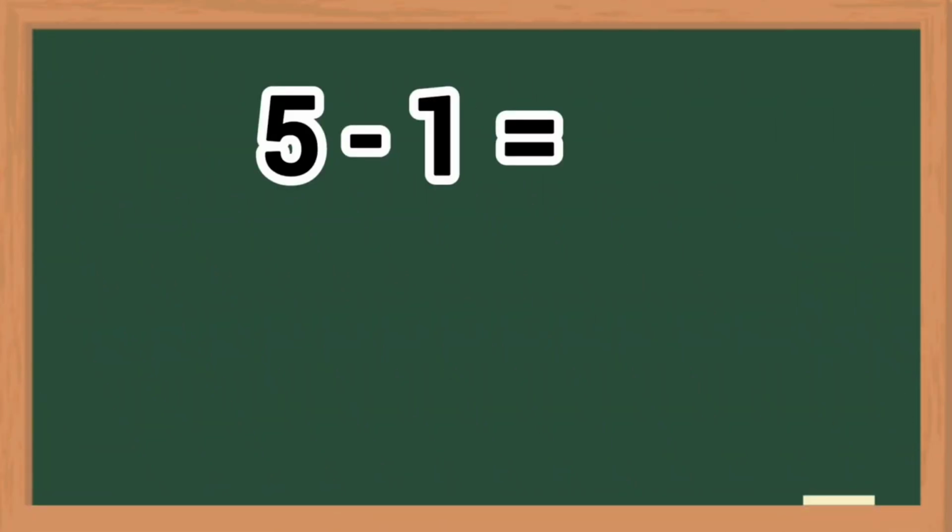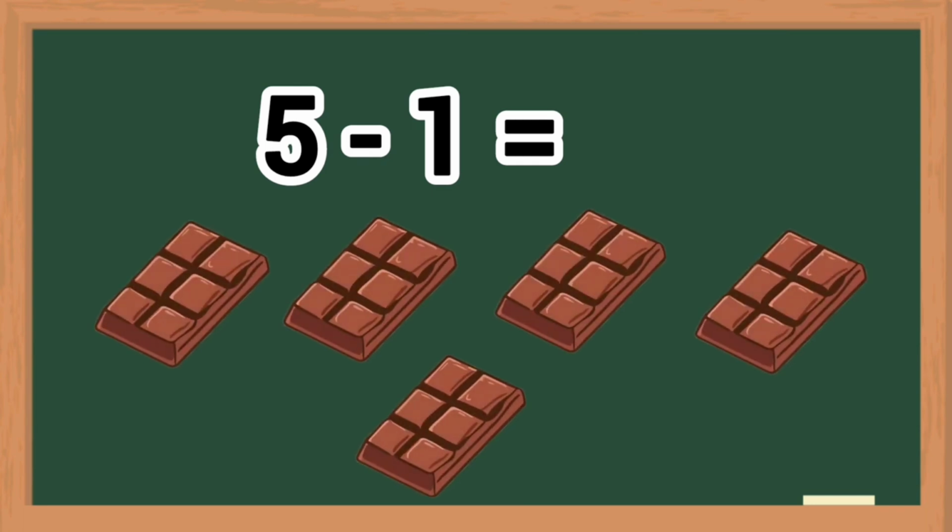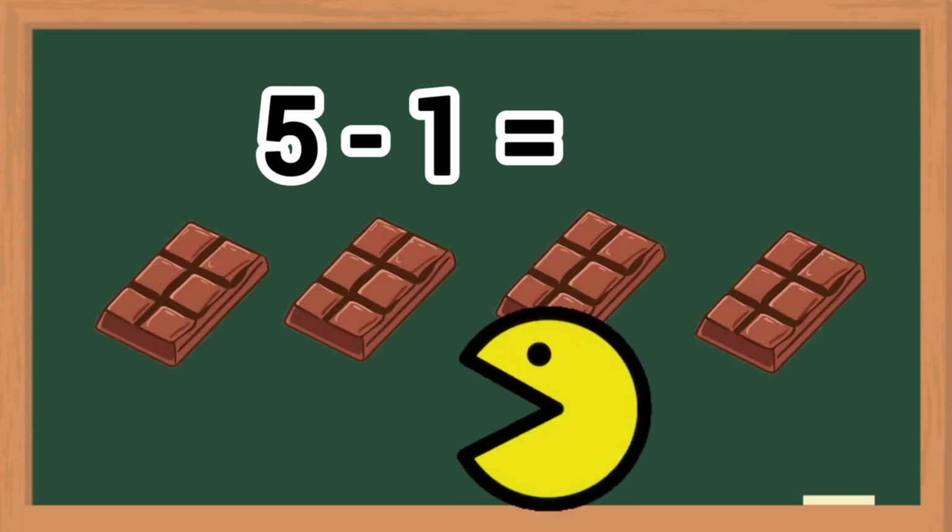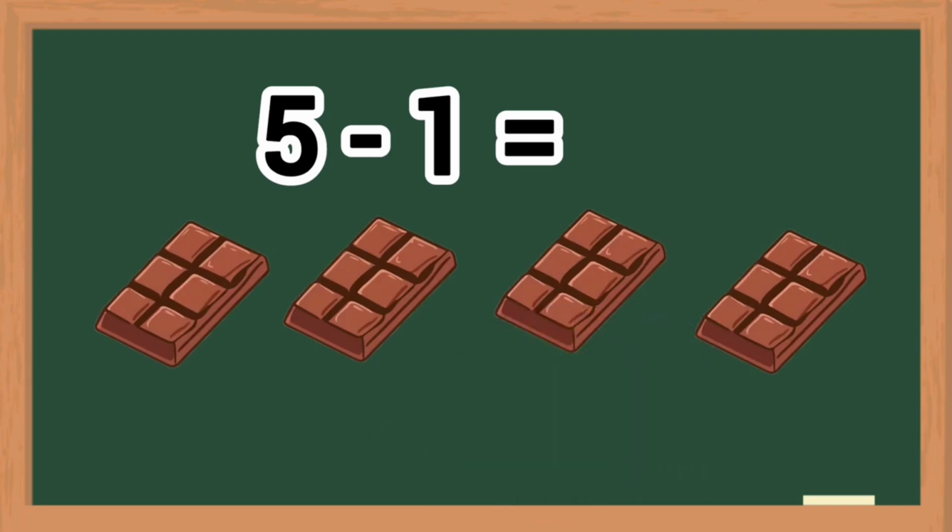5 minus 1 equals 2. Now we have 5 chocolates, and 1 is eaten. So how many chocolates are left? Yes, we have 4 chocolates left.